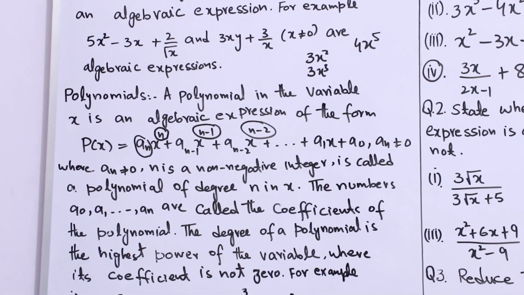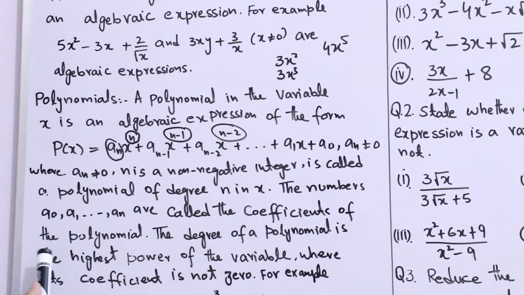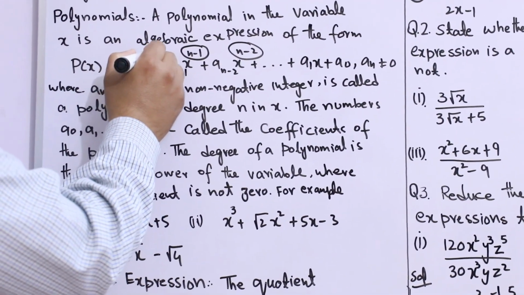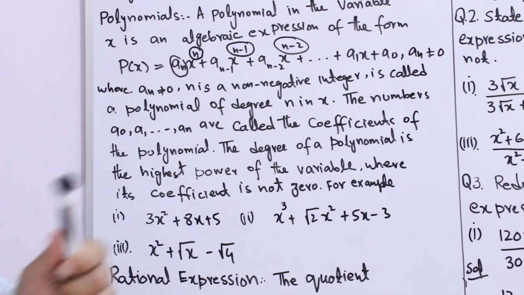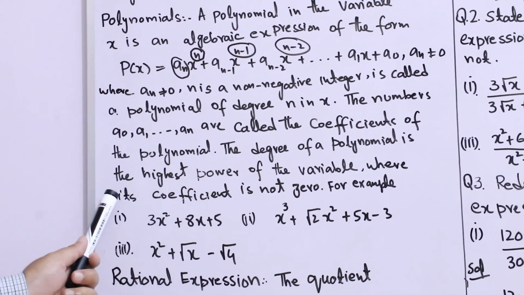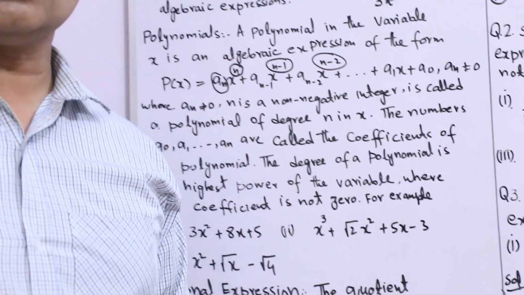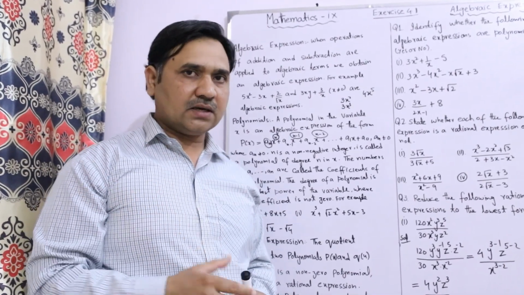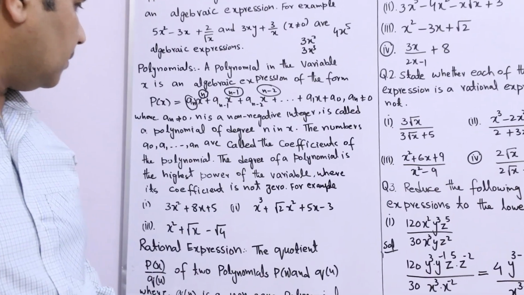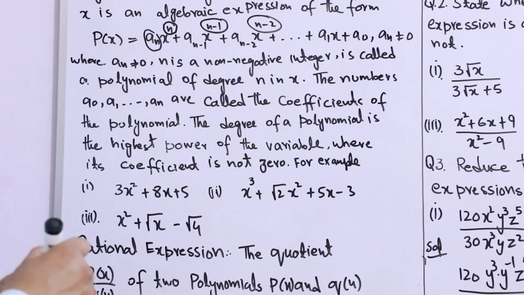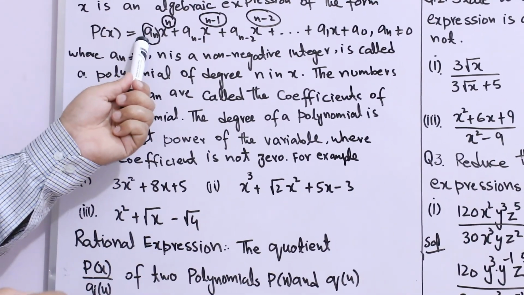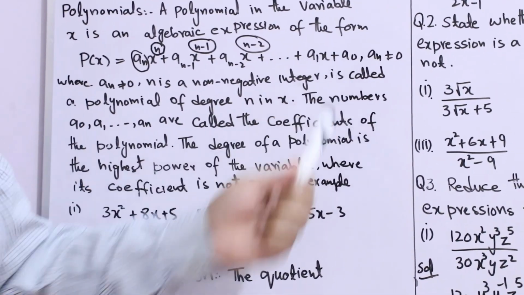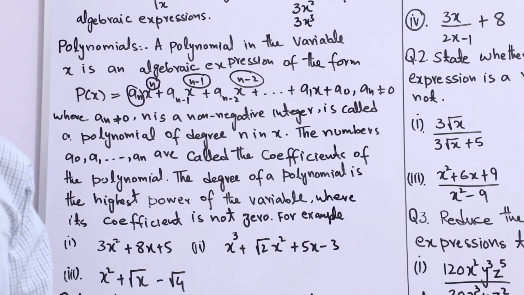So what is the degree of the polynomial? The degree of a polynomial is the highest power of the variable. Here the variable is x, so the highest power is n. So n is the degree of this polynomial. You have to remember that in a polynomial, the highest power of the variable is known as the degree of the polynomial. And these terms an minus 1, an minus 2 and so on, a1, a naught, are the coefficients of the terms.